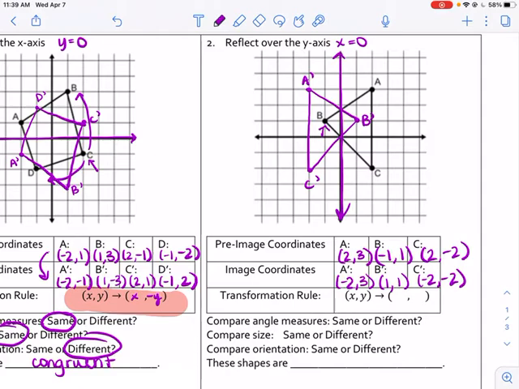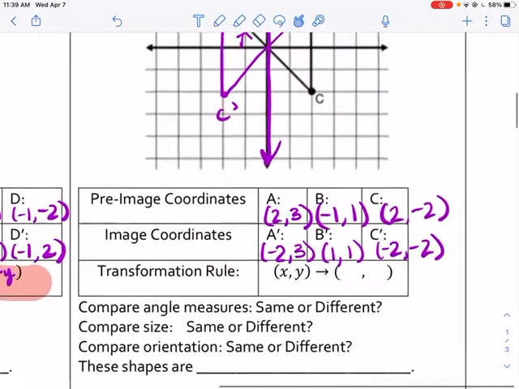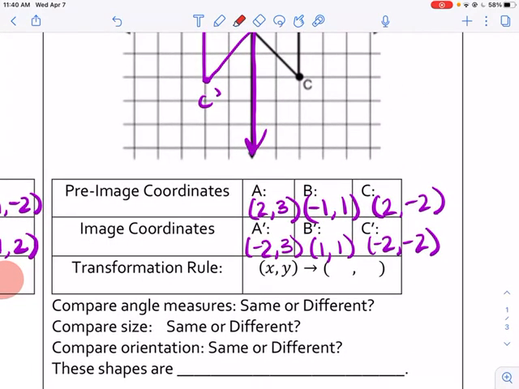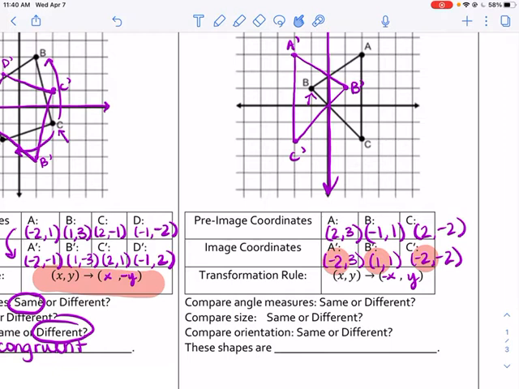Now this one, same thing happens, just one thing changes. This time it's the x coordinate, and it changed to be the opposite. So to say the opposite of x, we say -x. And then y stayed the same, so that will be our rule. And when we compare the angle measures, looks like these ones are going to be the same too. C versus C, D versus D. So these are the same, and the size of the shapes is the same.